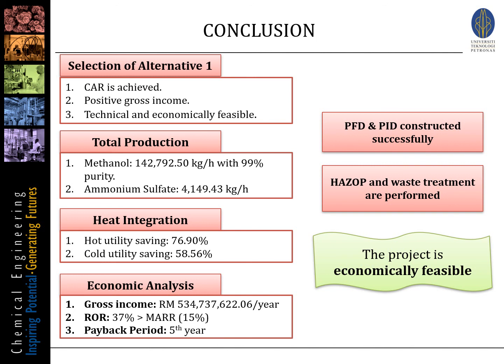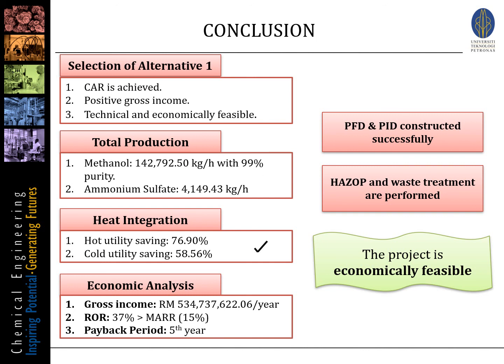Based on our presentation today, we choose alternative 1, as from alternative 1 we can meet the requirement, we are able to get positive gross income, and it is feasible. The total production will be 142,792.5 kg per hour with purity of 99% for methanol and 4,149.43 kg per hour for ammonium sulfate.